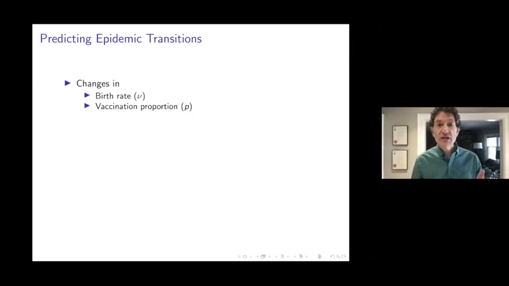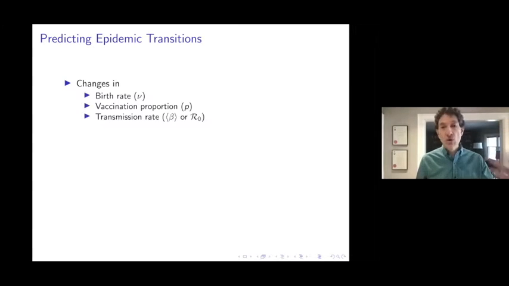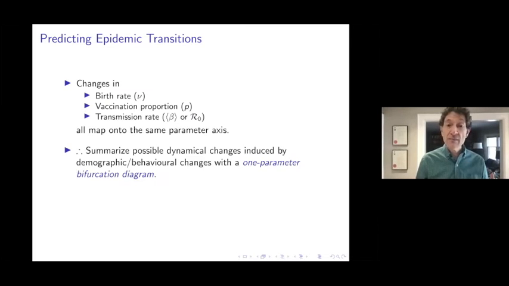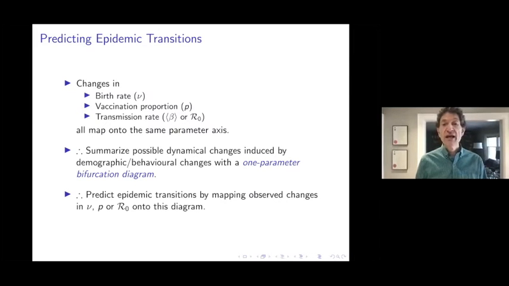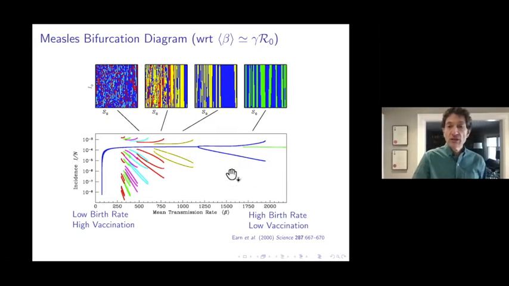Okay, so changes in the birth rate, the vaccination proportion, or in the contact rate, the transmission rate directly, all map onto this same axis. And so we can summarize the possible behaviors with this one parameter bifurcation diagram with respect to R0, or equivalently the transmission rate. And then we can predict the transitions that occur by mapping them onto this diagram. So here is such a diagram.